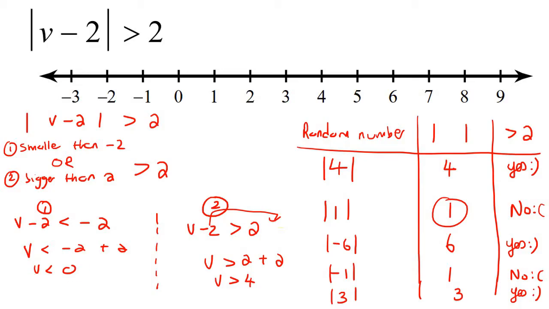So now we can go to our number line and say smaller than 0. And then they're saying V is bigger than 4. So we go to 4, and then we're bigger than 4. And so that would be the answer for this one. Okay? And as we go along, we're going to get a little bit faster, and you're going to get the hang of it.